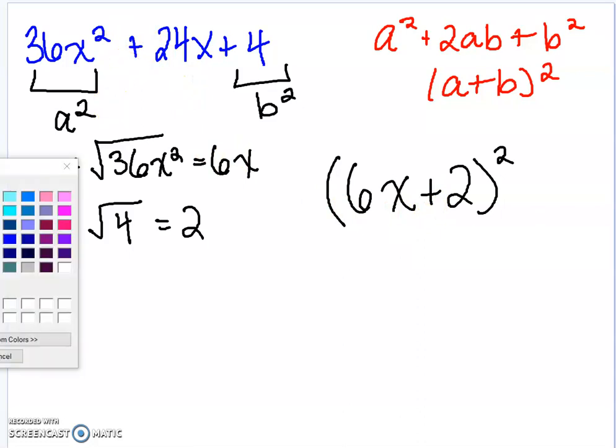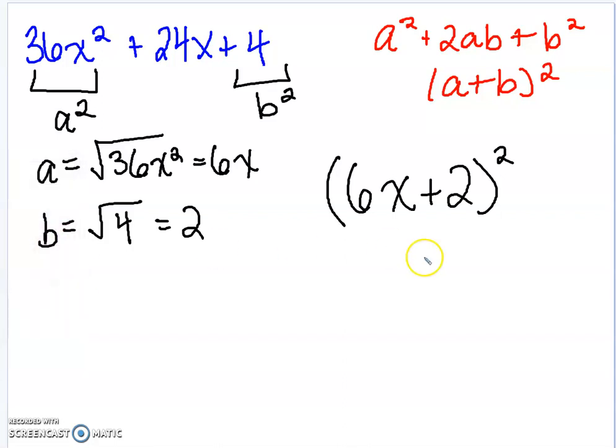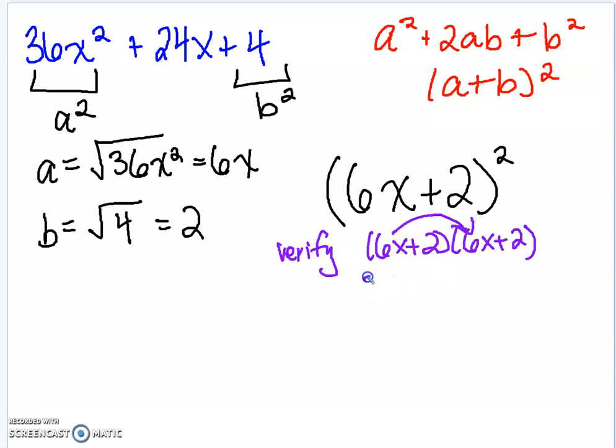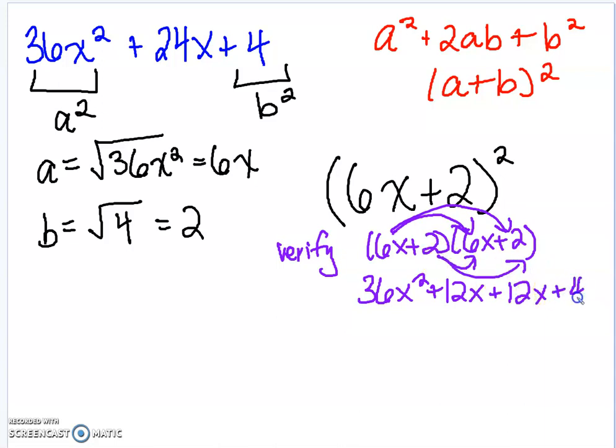If we wanted to verify that we're doing it right, I'll put it here, verify. We're going to take that 6x plus 2 and multiply it by 6x plus 2. And we'll get 6x times 6x, which is 36x squared. 6x times 2 is 12x. 6x times 2 is 12x. And 2 times 2 is 4, and we can combine 12x and 12x to get 24x in total. So we find out that yes, these are the factors because when we multiply them back out, we get the trinomial that we started with.